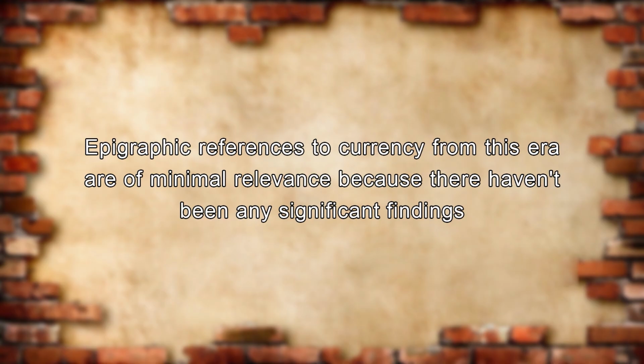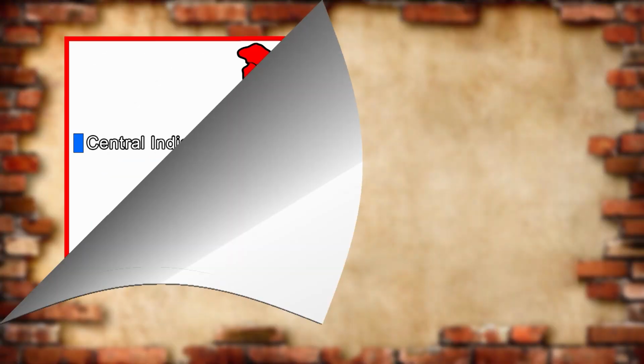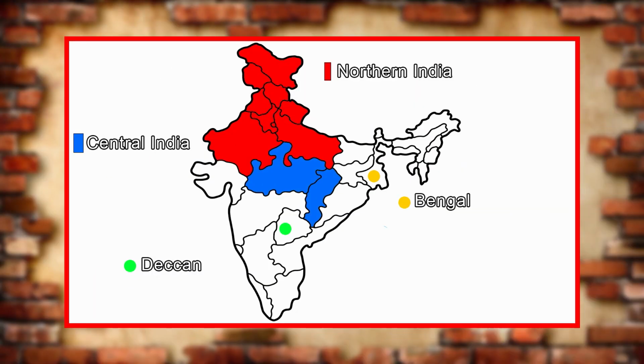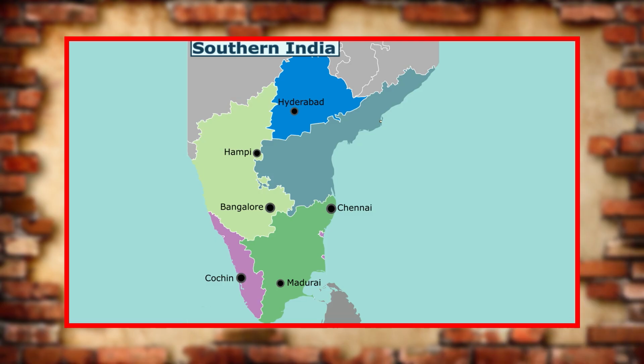The epigraphic references to currency from this era are of minimal relevance because there haven't been any significant findings. There are very few coins from Harshavardhana, and most important, neither the Rashtrakutas nor the Palas, who became powerful in the Deccan and Bengal in the 8th century, produced any coinage. There was no metallic money in the majority of northern India, Bengal, Orissa, central India, or the Deccan. South India shares the same fate as these regions.